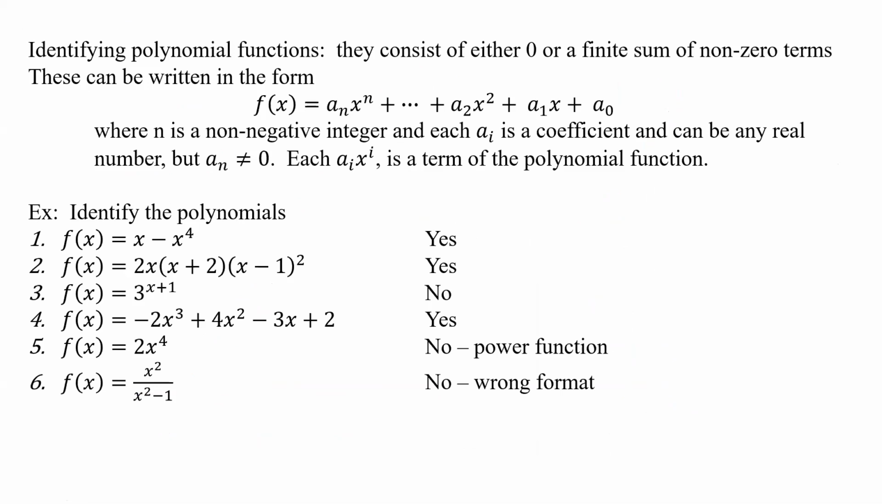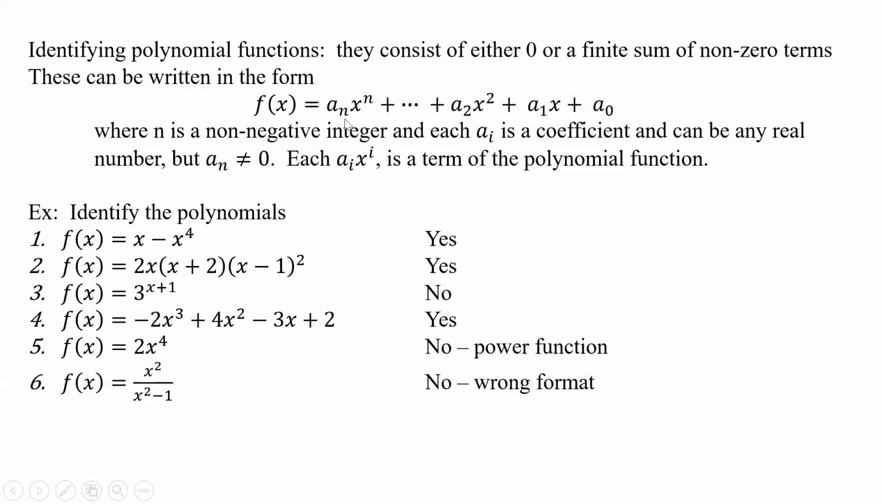Now, polynomial functions, they're a little bit different. We have some x cubed minus 4x squared plus 3x minus 2, something like that. Basically, it's going to equal either 0 or a finite sum of non-zero terms, written a sub n x to the n plus and so on, all the way down to a sub 2 x squared plus a1 x plus a0.